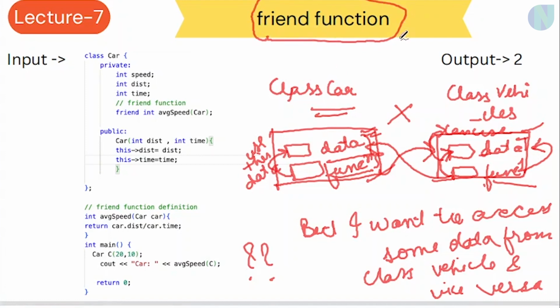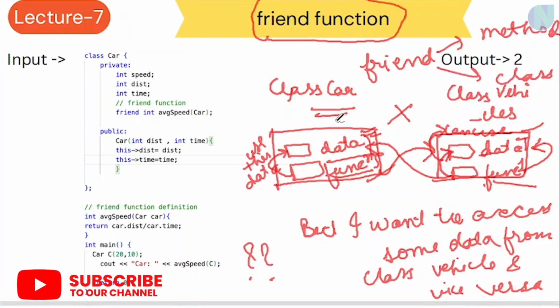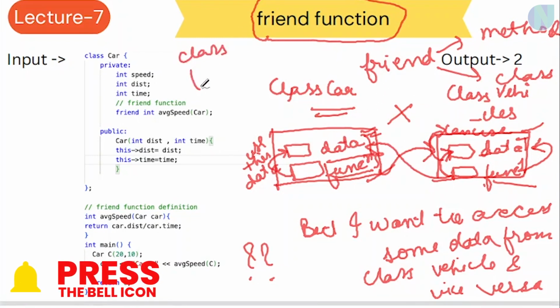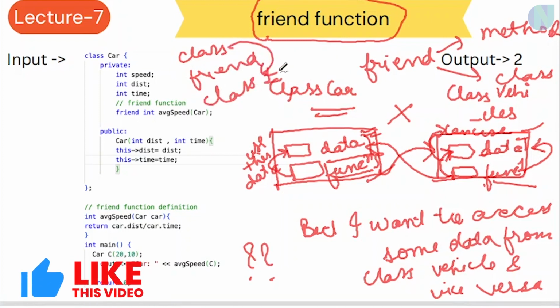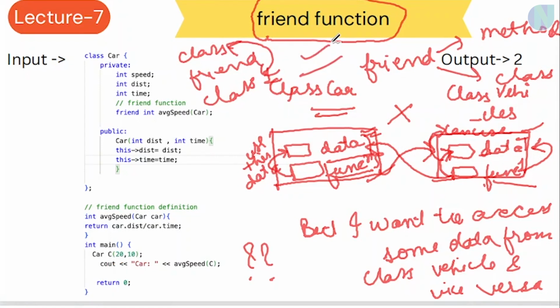So basically in friend function, whenever we declare any of the methods as friend or any of the classes as friend, they get access. Whenever one class is a friend of another class, they can access the data. So friend function helps us in accessing the data whenever I need. When I declare a friend function here, it can access this data as well, and it can access this data as well.